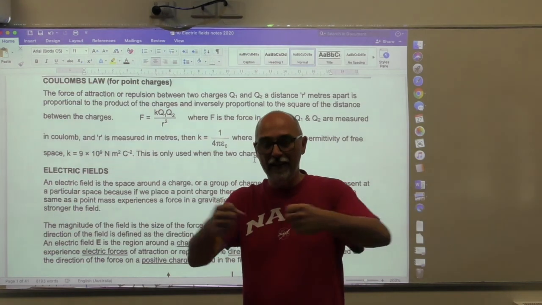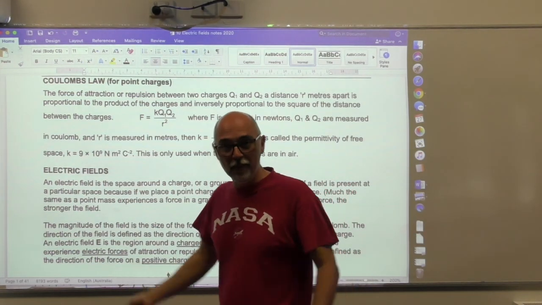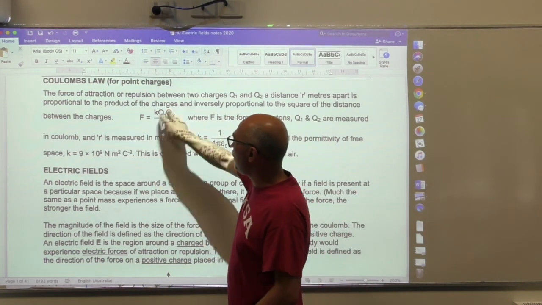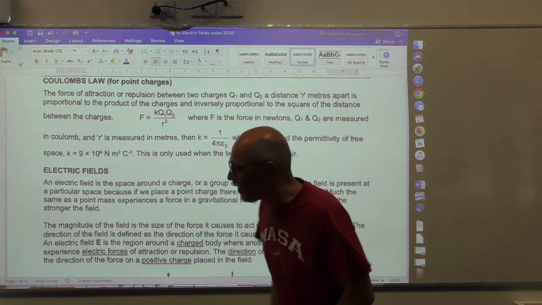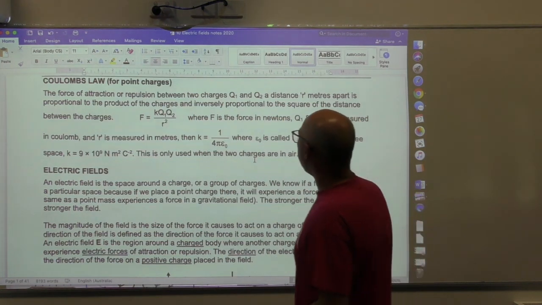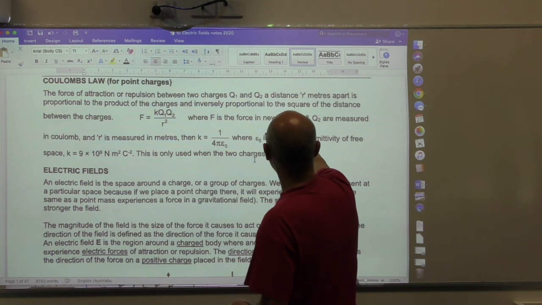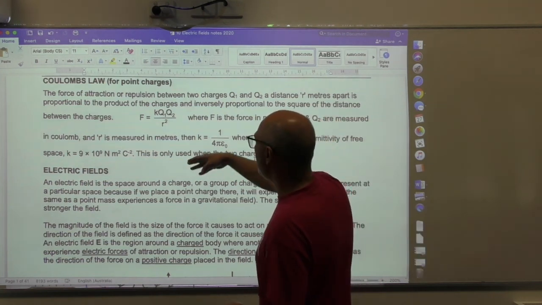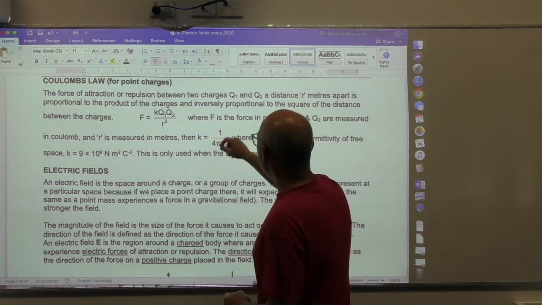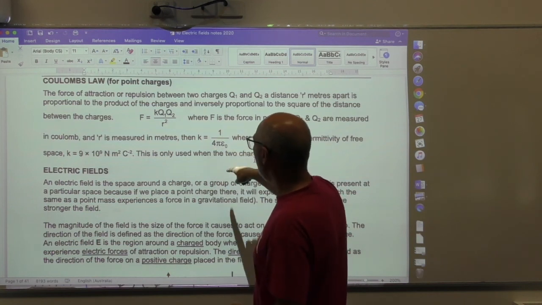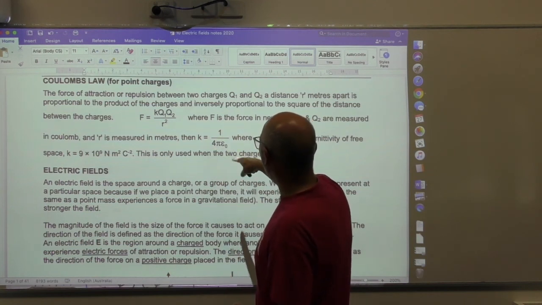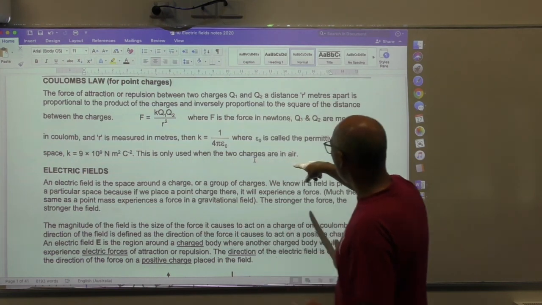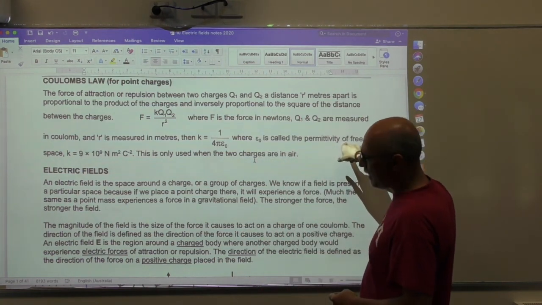Is the force going to be an attractive force or a repulsive force? That depends on whether they're both positive, both negative, or one's positive and one's negative. Okay, where F is the force in newtons, Q1 and Q2 are measured in coulombs, R is measured in meters, then K is equal to 1 over 4 pi epsilon naught, where epsilon naught is the permittivity of free space.